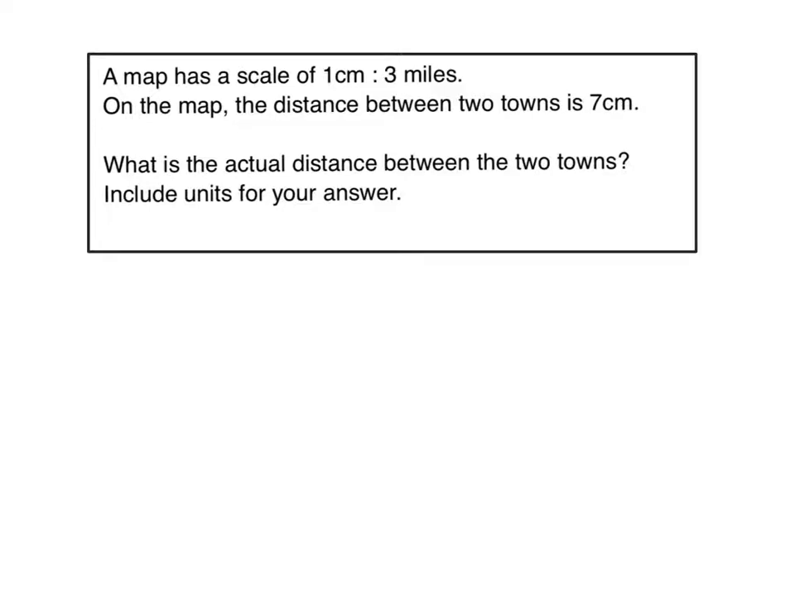A map has a scale of 1 centimetre to 3 miles. On the map, the distance between two towns is 7 centimetres. What is the actual distance between the two towns? Include units for your answer.